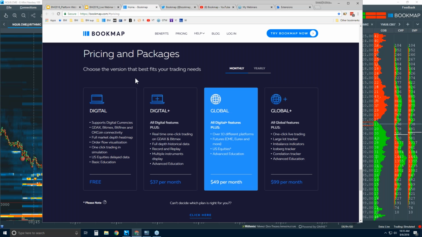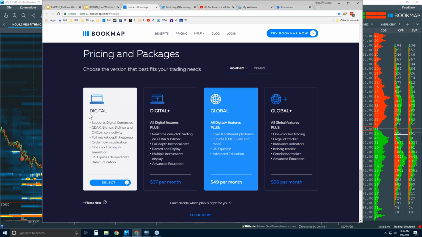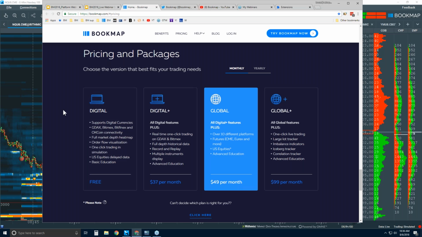So let's define digital and global. Digital is only for digital currencies. Global is for all the markets, for futures, digital currencies, as well as US equities. You can see the digital version over here is free. It's limited. You get free data to one digital currency, and that market is always open 24 hours a day, 7 days a week. So you can always check out a live market.